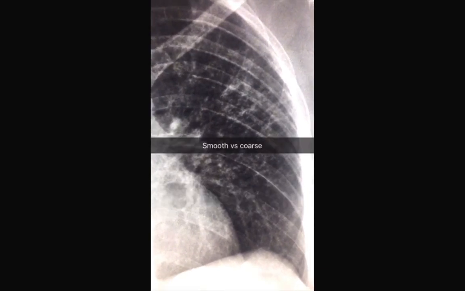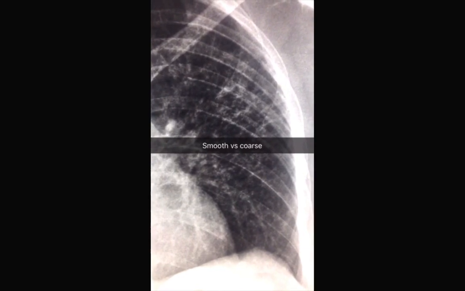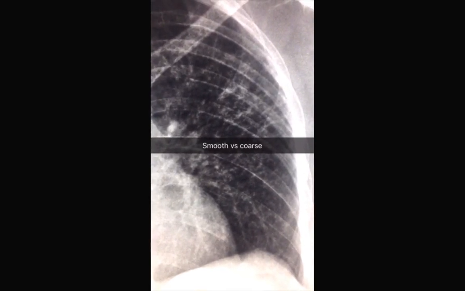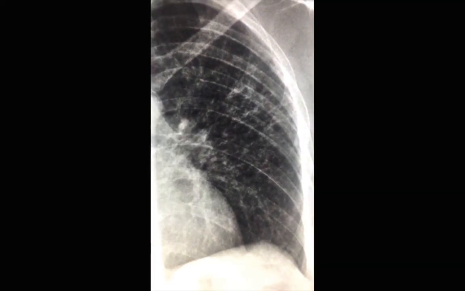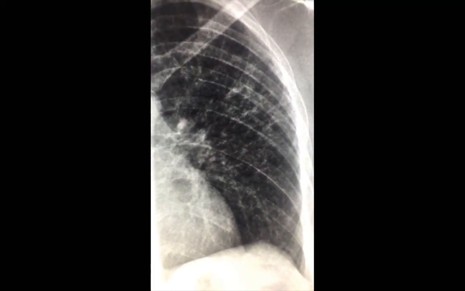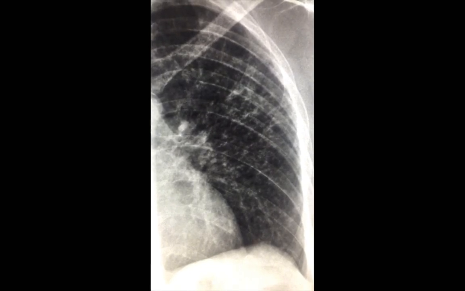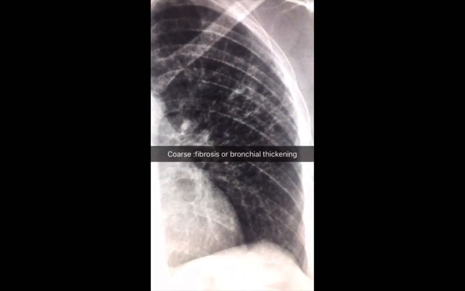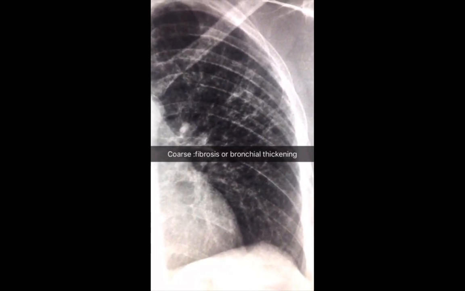Now, once you see interstitial opacities, it is important for you as a radiology resident to decide if the opacities are smooth or coarse. In this case, you probably have decided that the opacities are coarse. If you think you're looking at a coarse interstitial pattern, the two big possibilities would be fibrosis or bronchial wall thickening.